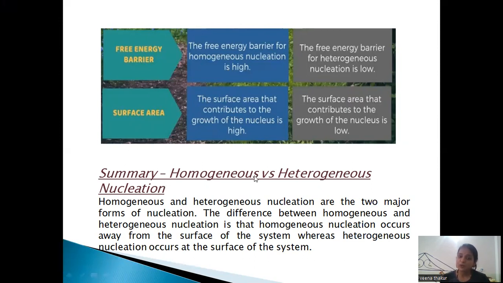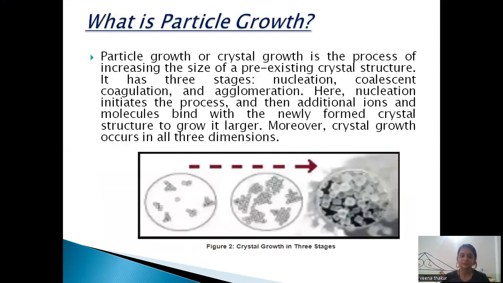Now the summary of homogeneous and heterogeneous nucleation: they are the two major forms of nucleation. The difference is that homogeneous nucleation occurs away from the surface of the system, whereas heterogeneous nucleation occurs at the surface of the system. So these are the basic differences between homogeneous and heterogeneous nucleation.